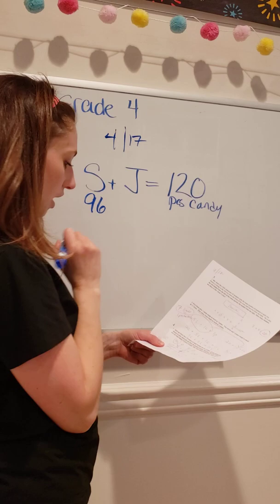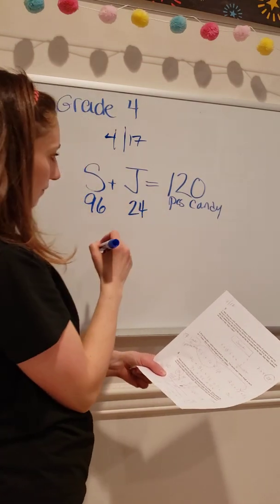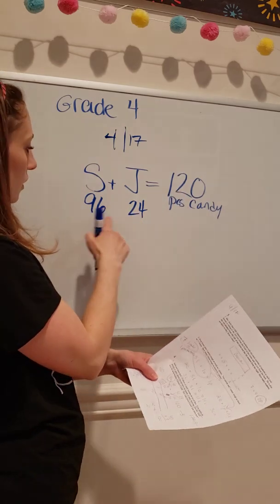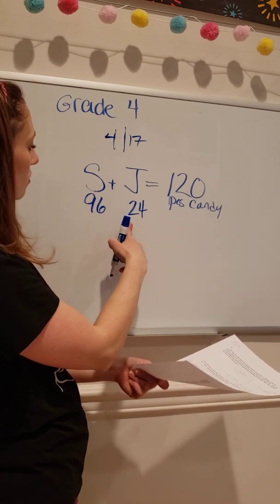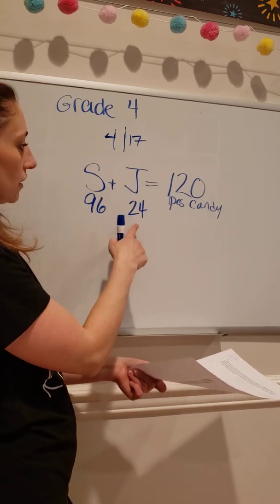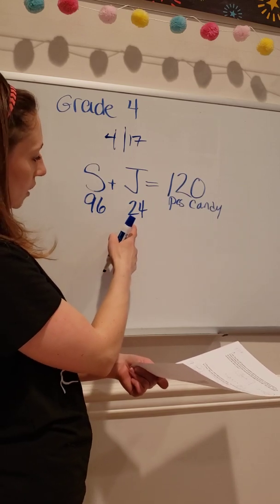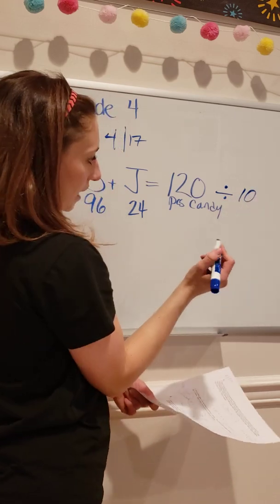Because Stella is going to have, wait a minute. Yeah, Stella has 96 pieces. And Jenny has 24 pieces. And altogether, that gives us 120. 6 plus 4 is 10. Carry the 1. 9 plus 2 is 11. Plus 1 from the carried is 12. So that's where I get my 120. Stella has 96, Jenny has 24. So yeah, I'm going to do 120 divided by 10.